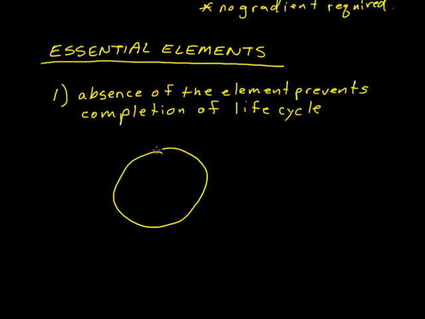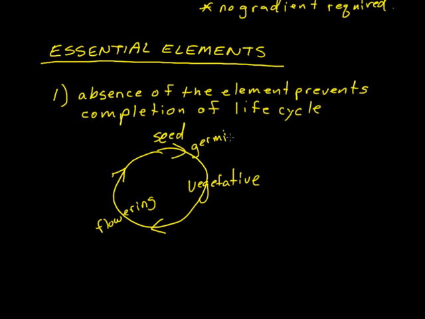What do we mean by life cycle of a plant? Well, life cycle of a plant starts basically with seed, and then you have the germination and you get vegetative growth. And then in the case of a flowering plant, you get flowering, and it goes right back into seed production. And if you don't have a second generation from this second round of seeds germinating, well, then the life cycle has not been completed. And so if the absence of this element in question stops this life cycle at any point in this process, it is therefore proven to be an essential element.